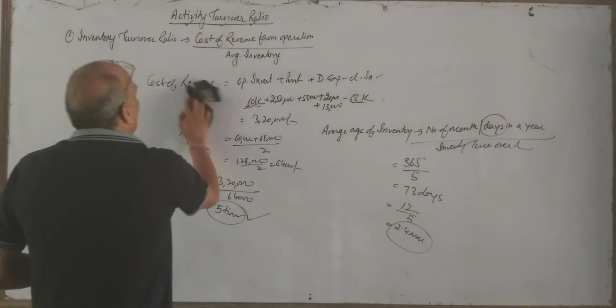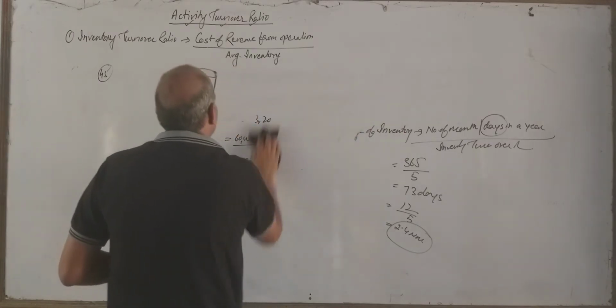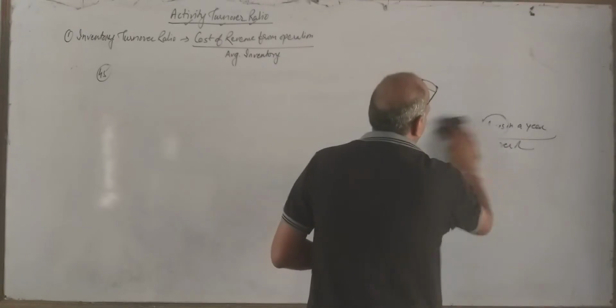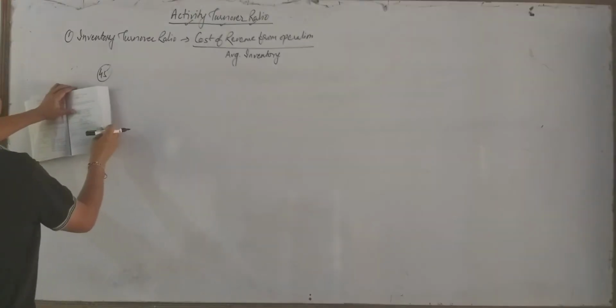लेट अस डू वन मोर सम फॉर टुडे. वी हैव वेरियस different kind of sum in this formula, inventory turnover ratio. Now we will do sum number 46.